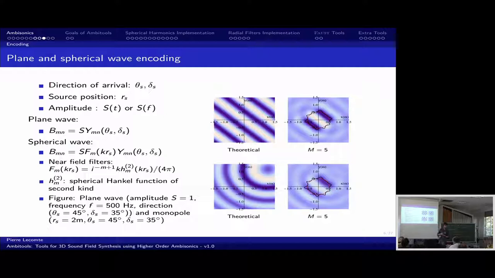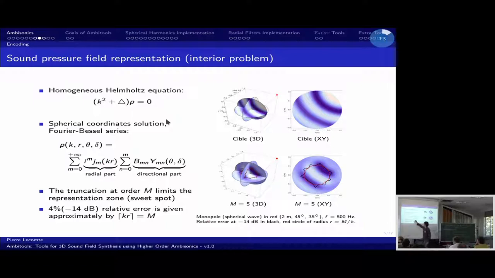Yes? N is going from minus M to M. Oh, there is a mistake there. Yes, M is the order and N is the degree of the spherical harmonics.